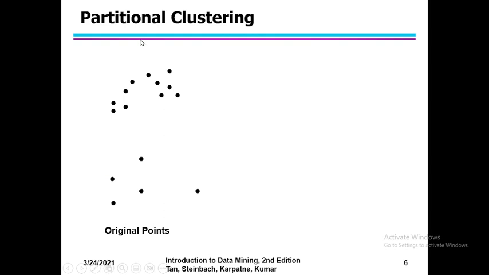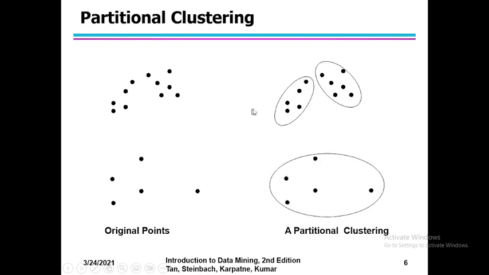This is partitional clustering. You have some data points here. All these data points are your original data points. Now we are trying to partition. This is one partition, this is another partition, and all these data points I have partitioned. So this is one cluster, another cluster, and another cluster. Here I have three clusters. If you are partitioning like this, you may call it partitional clustering. These are your original data points, and these are your partitional clusters.